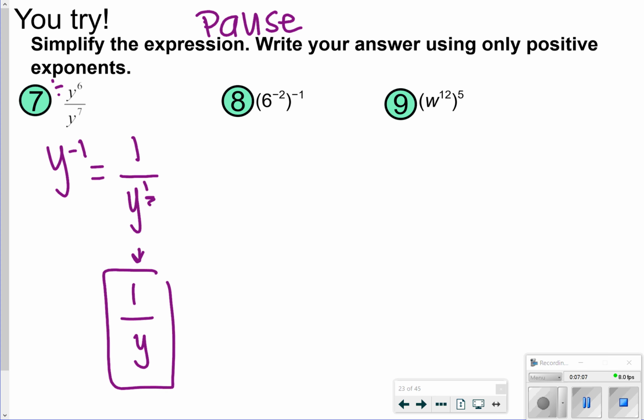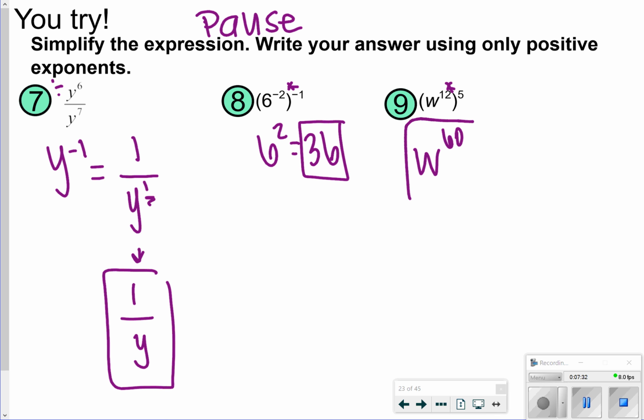Okay. Number 8, that's your power of powers. So I'm just going to multiply my two exponents. Negative 2 times negative 1 is a positive 2. Yay, we have a positive exponent. 6 to the 2nd power is equal to 36. Same thing for number 9. I'm going to multiply my two exponents. 12 times 5 is going to give me 60. So w to the 60th power will be for number 9.